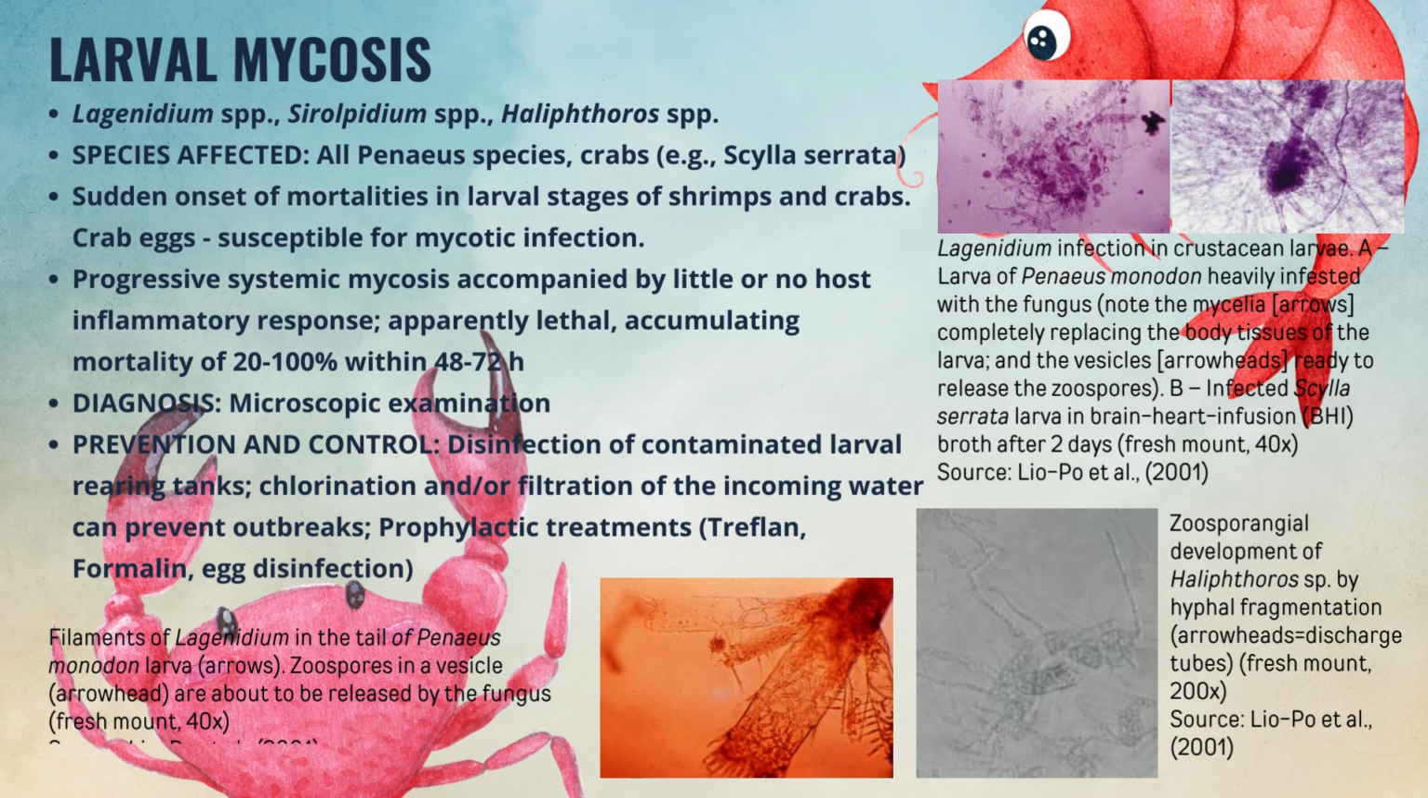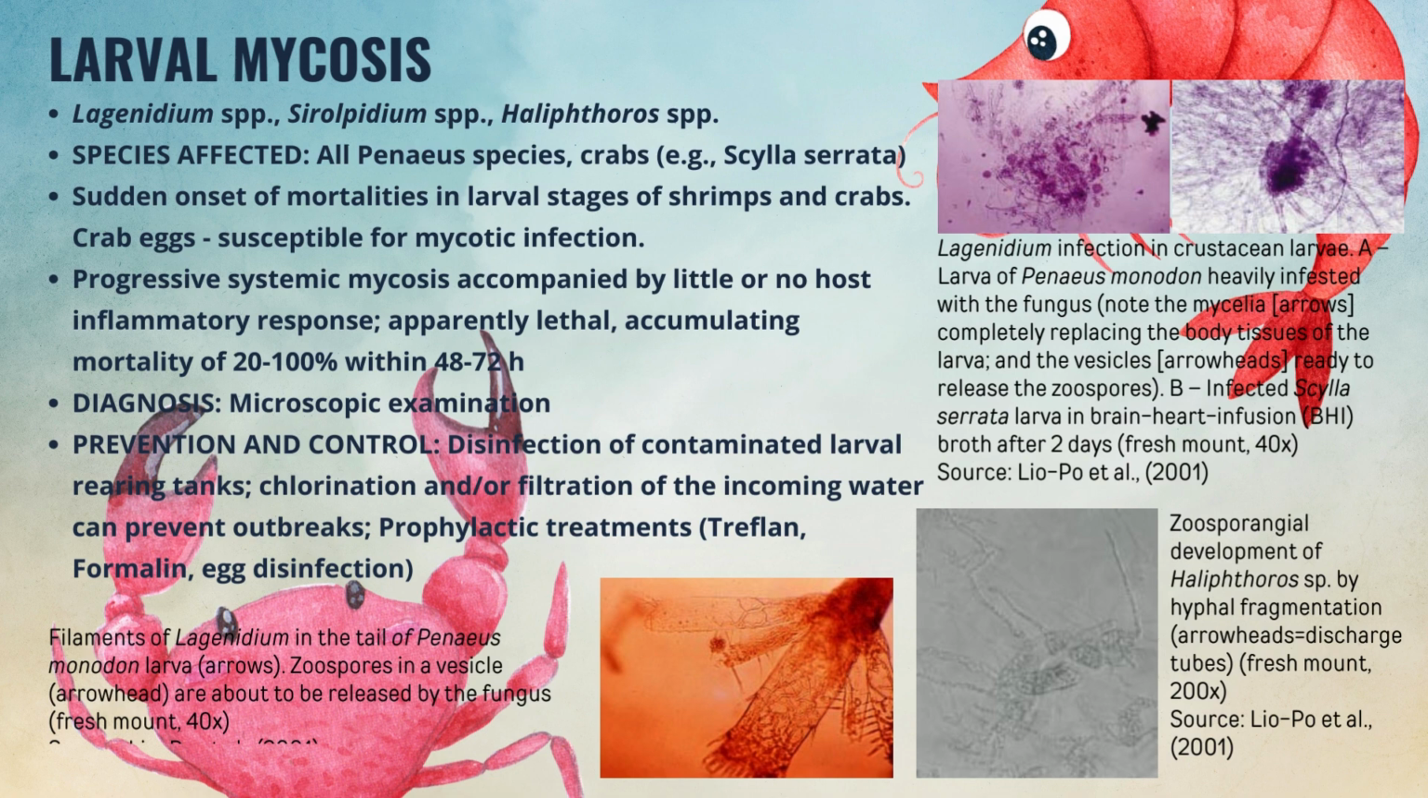In diagnosing the disease, microscopic examination of affected larvae will reveal extensive, non-septate, highly branched fungal mycelia throughout the body and appendages. Specialized hyphae or discharge tubes with or without terminal vesicles may be present and could be the basis for identification of the causative agent. Motile zoospores may be observed being released from the discharge tubes in the case of some species.